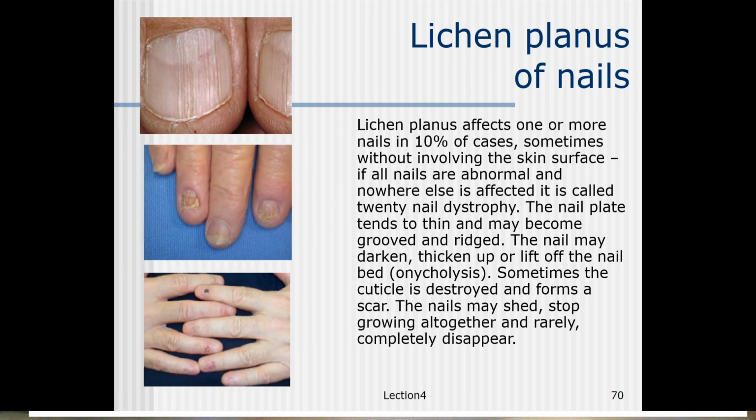Lichen planus of nail. Lichen planus affects one or more nails in 10% of cases, sometimes without involving the skin surface. If all nails are abnormal and no hair else is affected, it is called 20 nail dystrophy. The nail plate tends to thin and may become grooved and ridged. The nail may darken, thicken up or lift off the nail bed, or onycholysis.